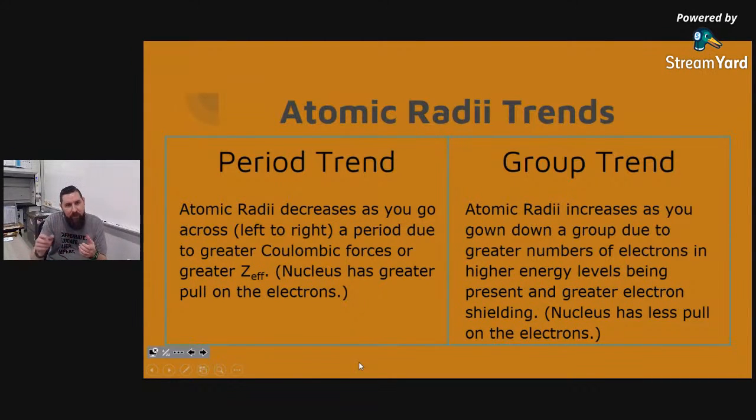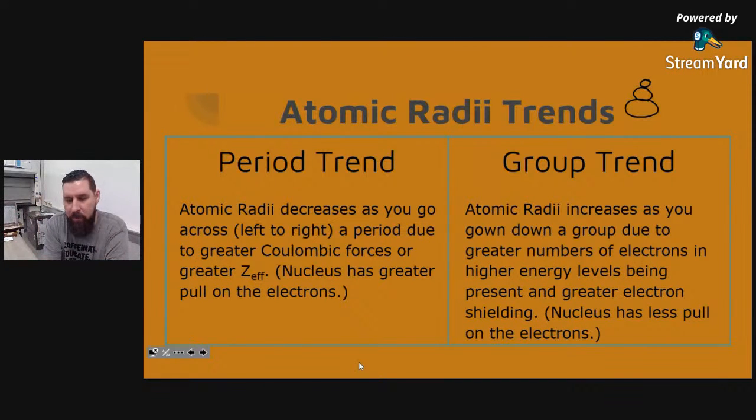So the net effect is that the nucleus ends up having less pull on those electrons, and as a result, those electrons can drift further outwards. So one of the ways that I was shown to remember this idea of atomic radius as you go across is to think about a snowman.